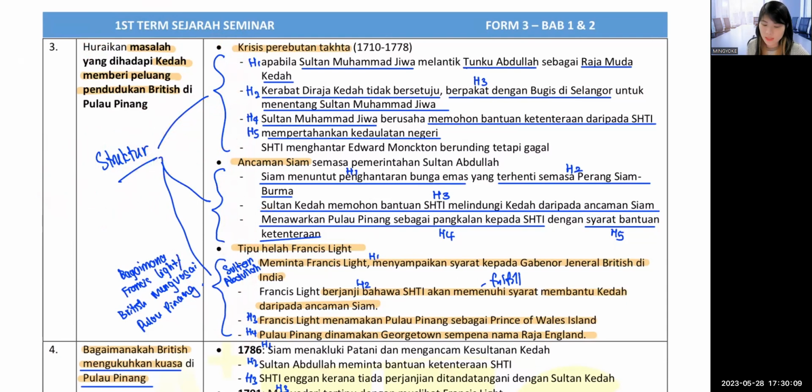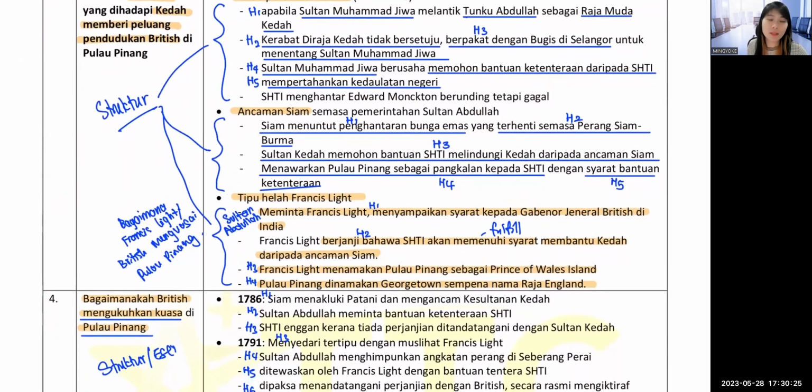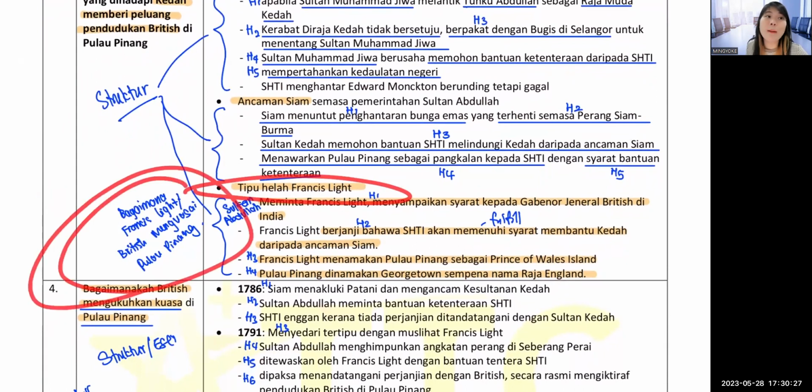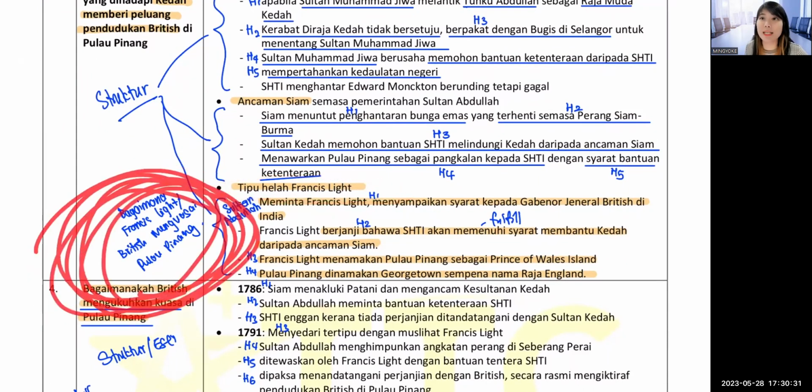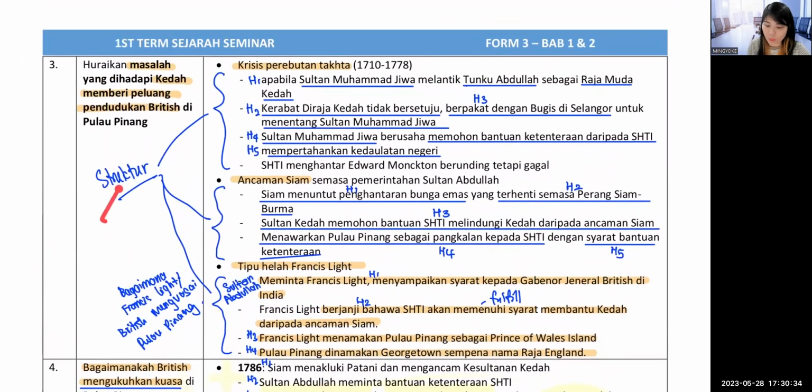apakah krisis perebutan takhta yang dihadapi oleh Kesultanan Kedah? Or you can say, terangkan tentang ancaman Siam yang dihadapi Sultan Abdullah. Or they can actually ask you, bagaimanakah Francis Light or British menguasai Pulau Pinang? Like that. They may ask one by one. So if they ask one by one, you need to know one by one their answers or their huraian.